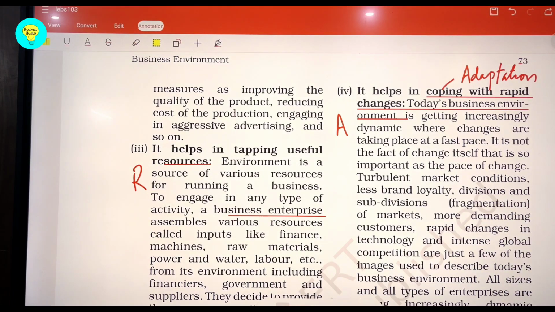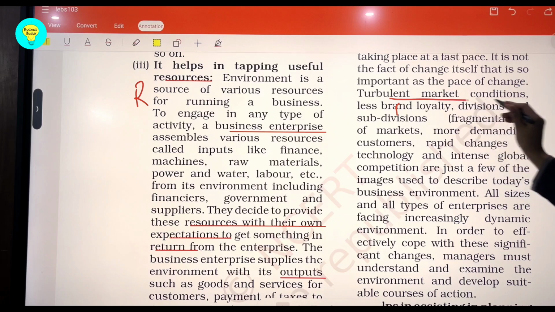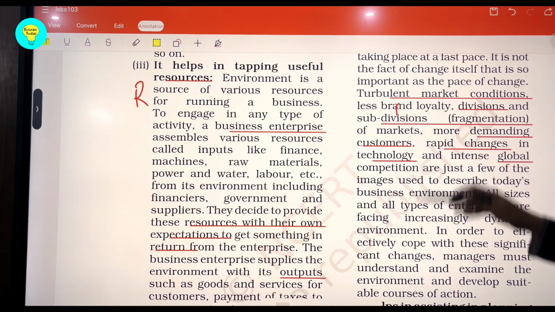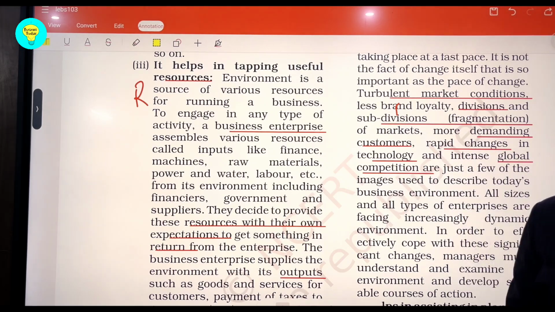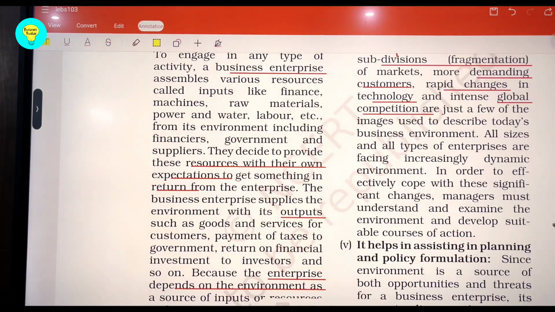So we need to write about coping with the rapid changes that have been taking place at a very fast pace, turbulent market conditions, divisions and subdivisions, the fragmentations, demanding customers, the rapid changes in the technology, intense global competition. So these are the few problems that have been depicted under the point of dynamism or existence of changes in the environment of a business.